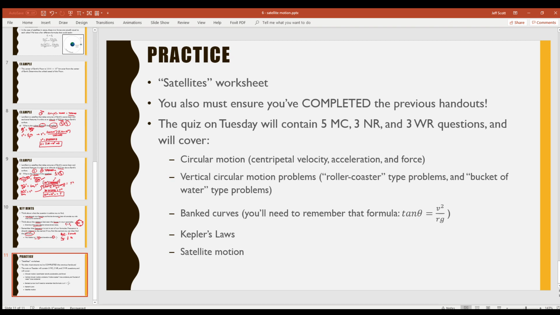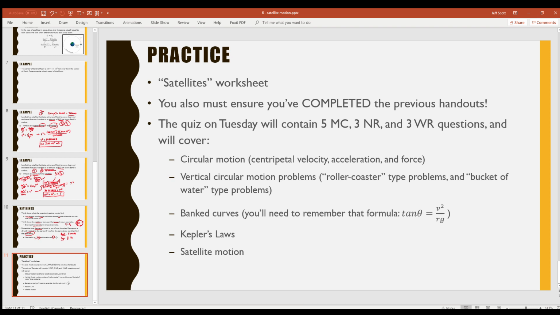Now the quiz, which is on Tuesday next week, is going to contain 5 multiple choice questions, 3 numeric response, and 3 written response questions. And it's going to cover everything that we've done so far in this chapter. That's going to include circular motion, so centripetal velocity, acceleration, and force. It's going to include vertical circular motion problems.